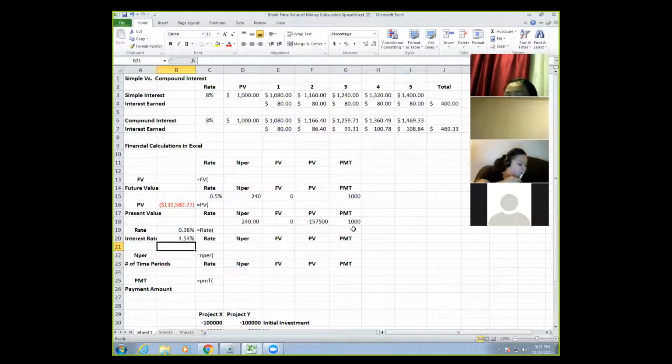Okay, any questions about this? This is an annuity, and this is how we use these formulas for it.